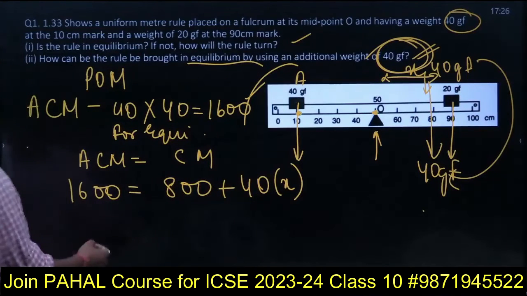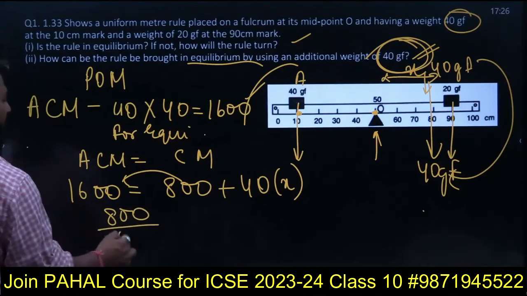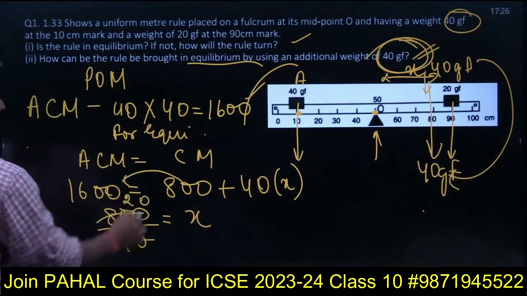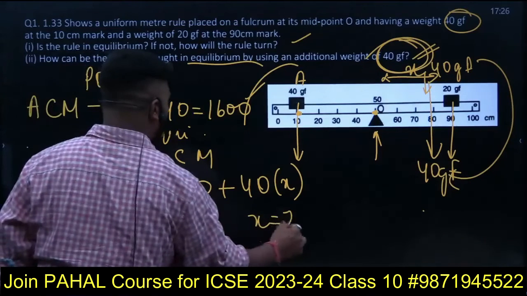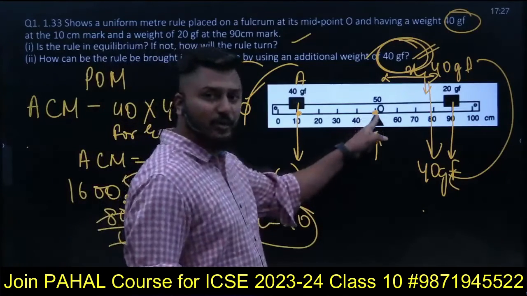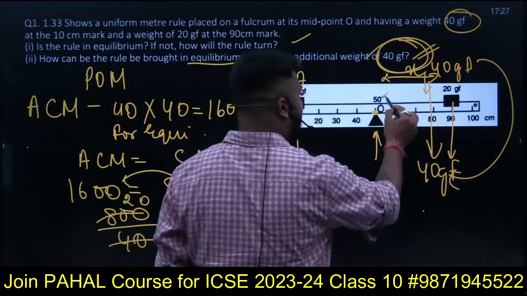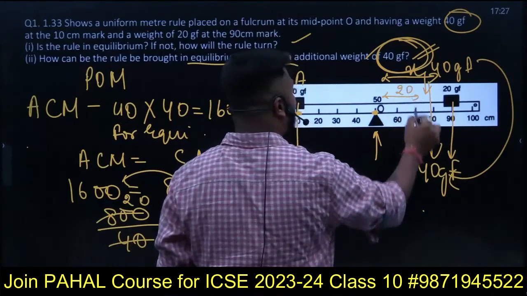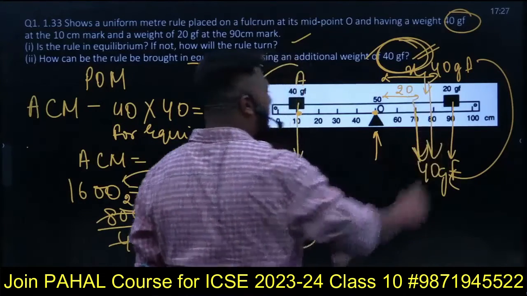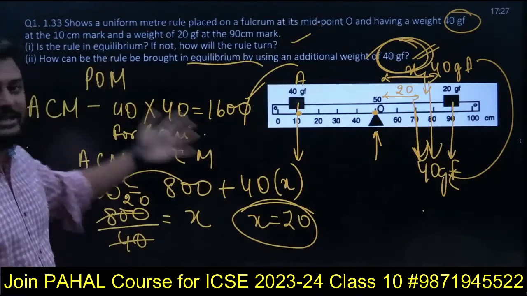Now we have to find the value of x. 800 को left side ले जाओ, so this would become 800 upon 40 is equals to x. तो इसकी value क्या आ जाएगी? 20. So x is equals to 20. 20 का मतलब क्या है? The distance from point O to the point where we have to tie this weight would be 20 centimeter. तो 20 centimeter कहाँ होगा? At point 70. So this is the point where 40 GF weight would be hung in order to bring this scale in the state of equilibrium.